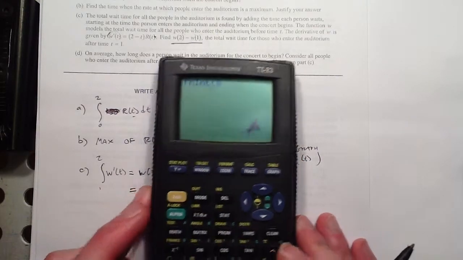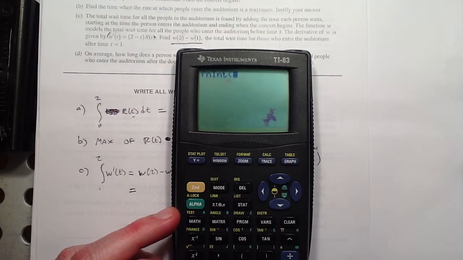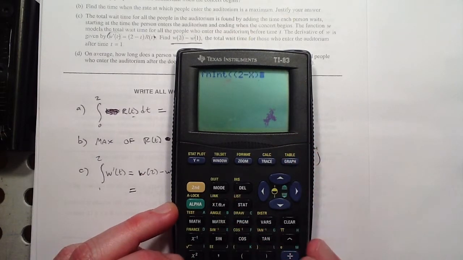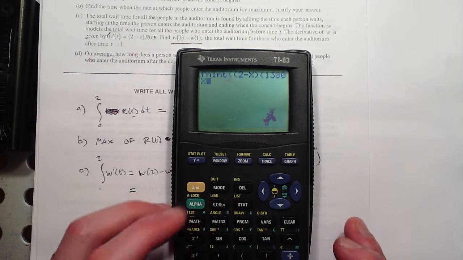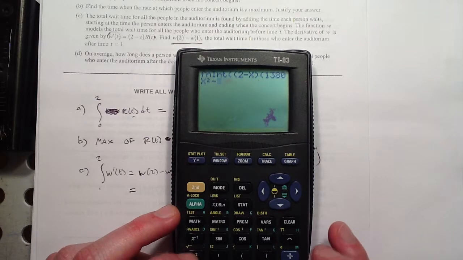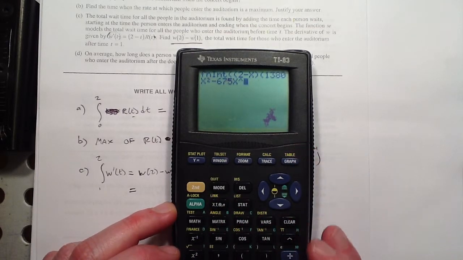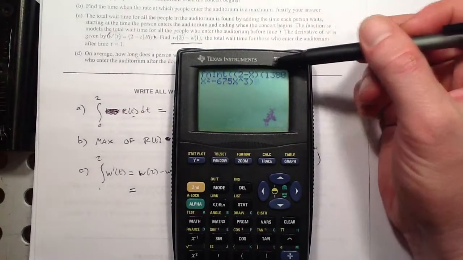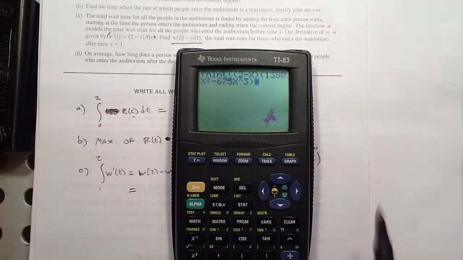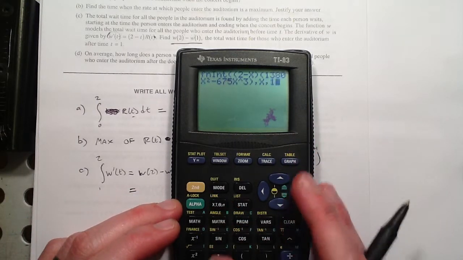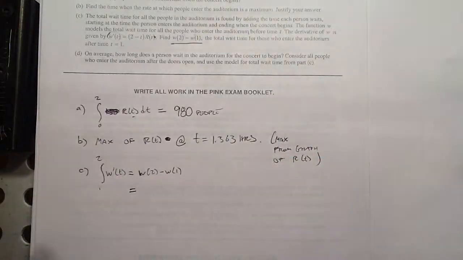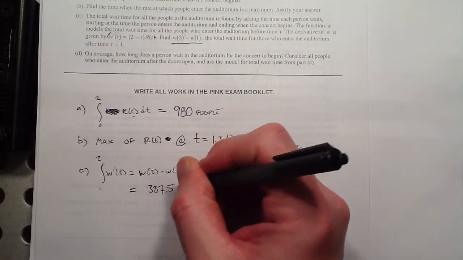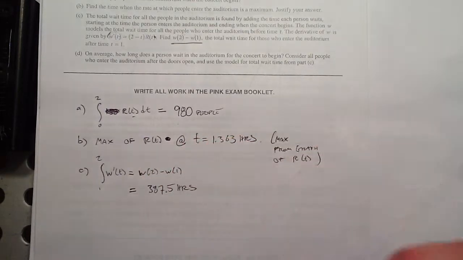So I need to do math 9 fn int of 2 minus x times the r of t function, which is 1380. I think I have it in y1. I could have done that too. x squared minus 675 x cubed. I think that looks good, right? Comma x, comma 1, comma 2. 387.5 hours. That's total wait time.